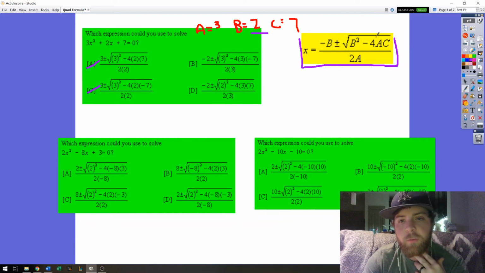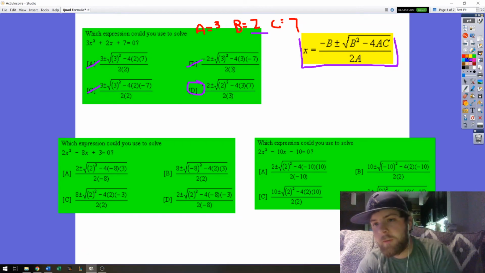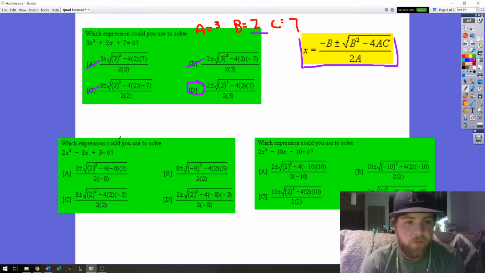Plus or minus the square root of b squared. Okay, so b is 2, so I need to look out for 2 squared. This answer has 3 squared. 3 is our a value, so it can't be b, so it's got to be d. Okay, pretty straightforward. We can do the same thing on the second one.